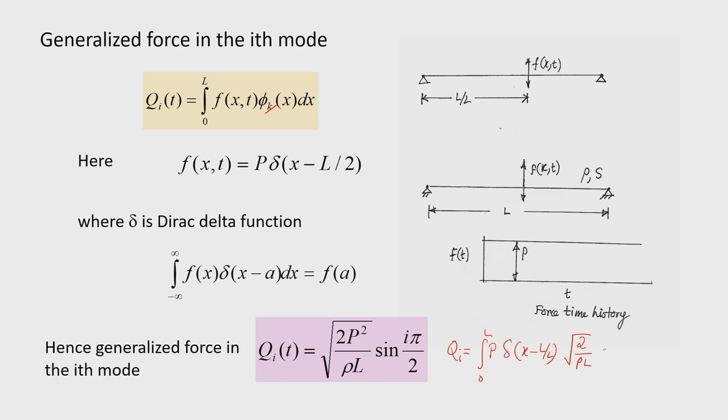So root 2 by rho l sin I pi x by l into dx. Now here the result will be P root 2 by rho l, and instead of x we substitute L by 2, so sin I pi by 2. So this is the result. And if I take P inside the square root term, then it will be P square. So this is the generalized force that we have found out.